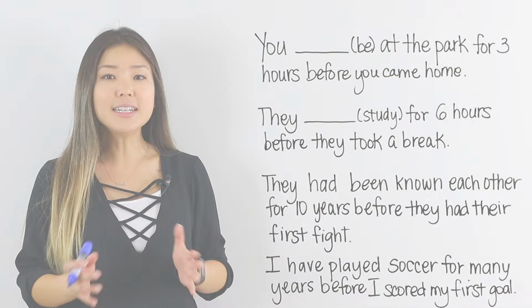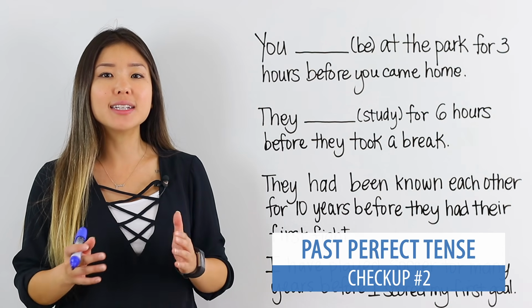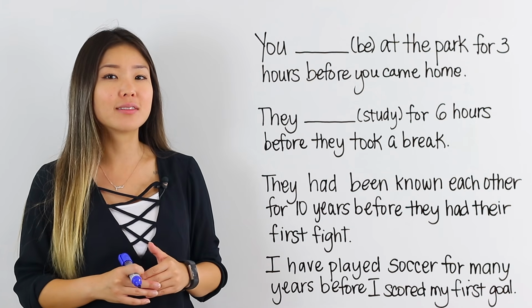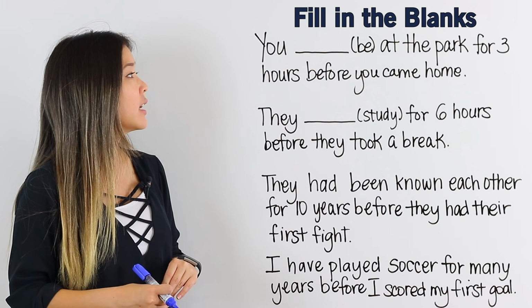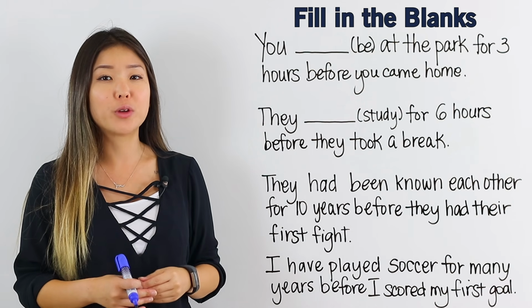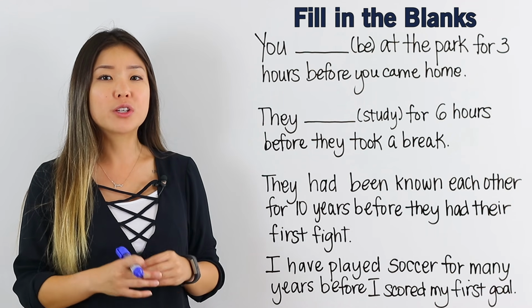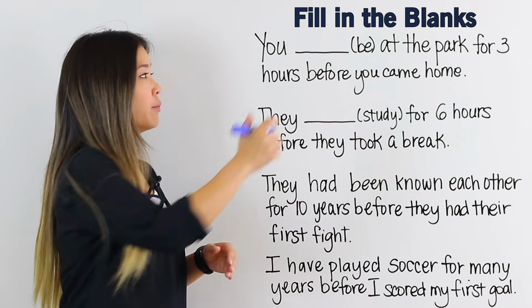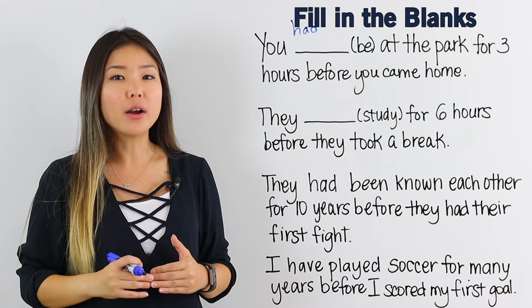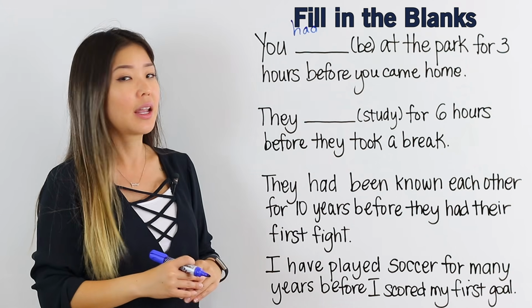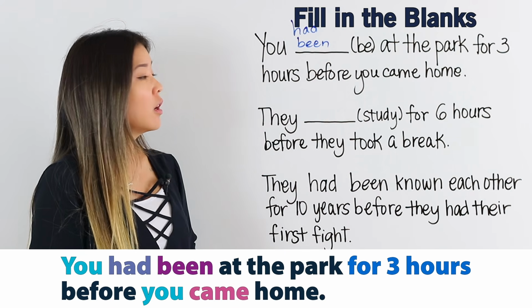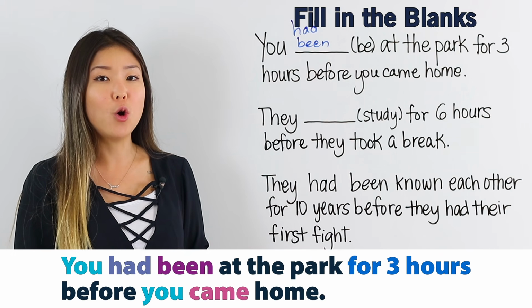Let's move on. In this checkup, we'll take a look at some practice exercises for the past perfect tense that describes how long. Let's take a look at the first sentence. You blank at the park for 3 hours before you came home. Remember, we start with the subject and then had. So I'm going to add that here. Then we need the past participle of the verb be, and that is been. You had been at the park for 3 hours before you came home.